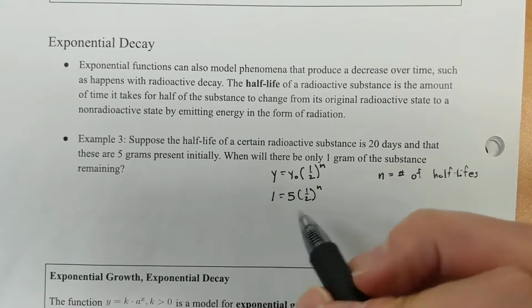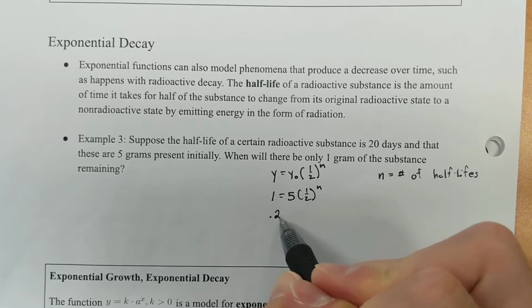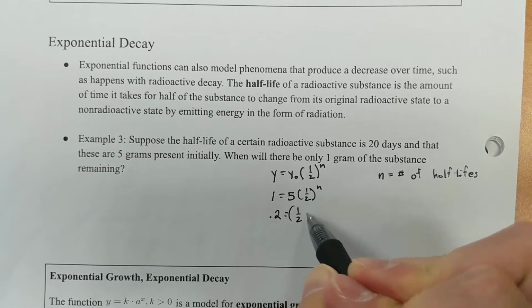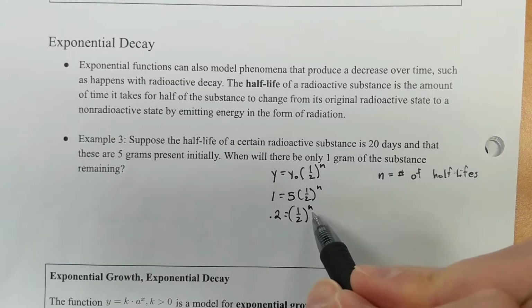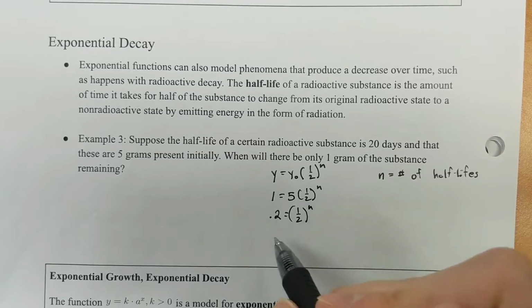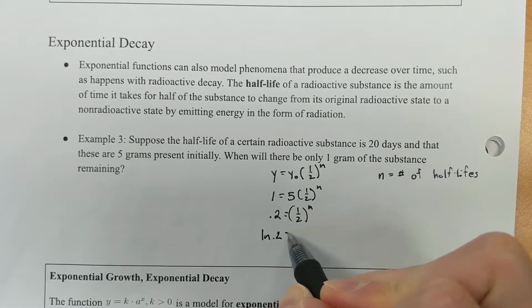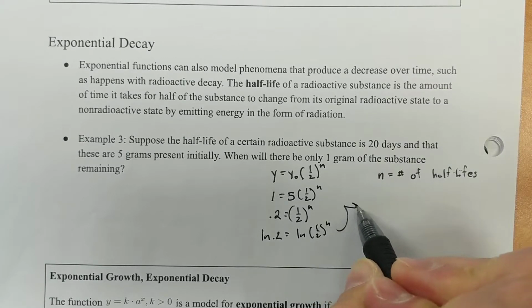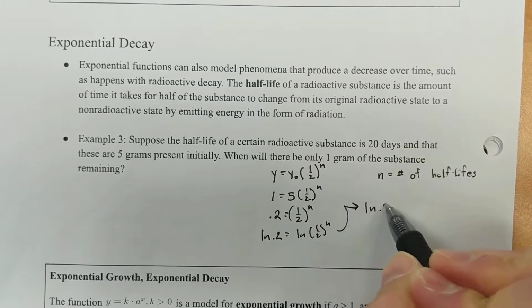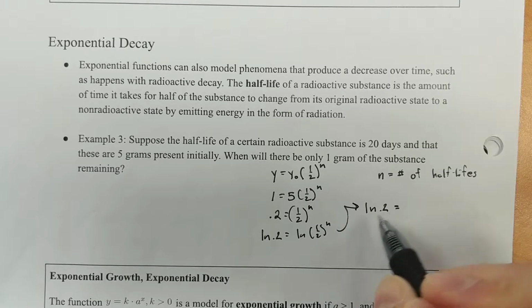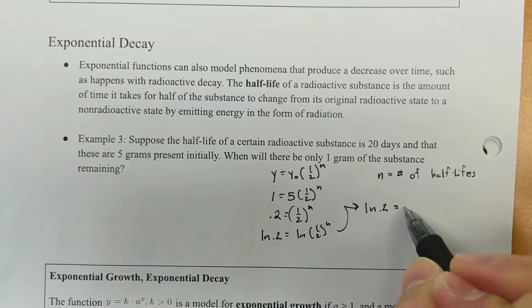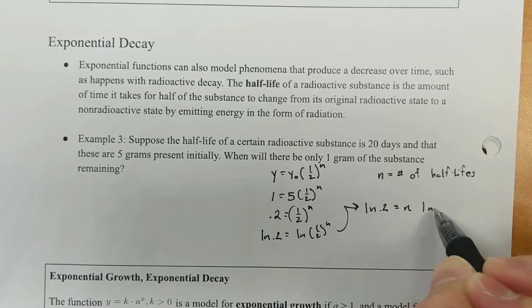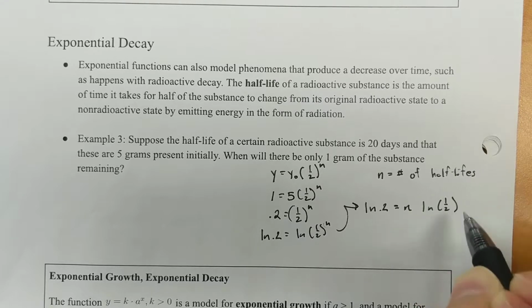So the first thing you need to do is divide the 5 across, so that's 0.2. It's equal to half to the n. Now to get n out of the exponent, we have to use the natural log. So if we take the natural log of both sides, we can actually rewrite it so that it looks like this. When you take an exponent inside of a log, the exponent actually comes out front as the coefficient, and then you have the rest of it.